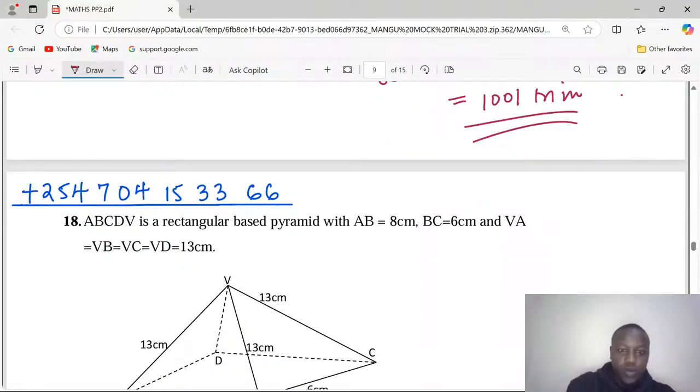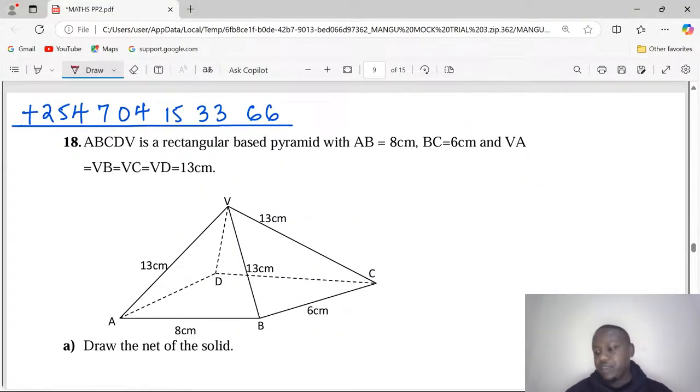We proceed to number 18, a question on three-dimensional geometry. ABCDV is a rectangular-based pyramid with AB 8 centimeters, just as you can see. BC equals 6 centimeters. VA is equivalent to VB, VC, VD, and that is equal to 13 centimeters. So the slanting or sloping edges are 13 centimeters.